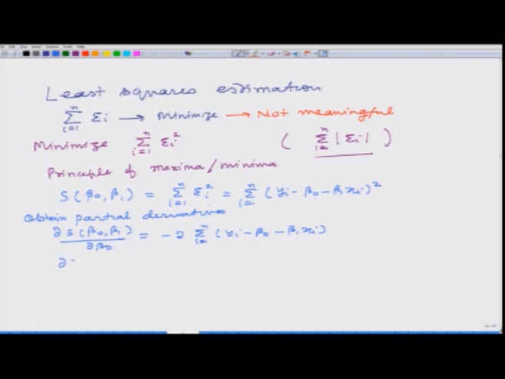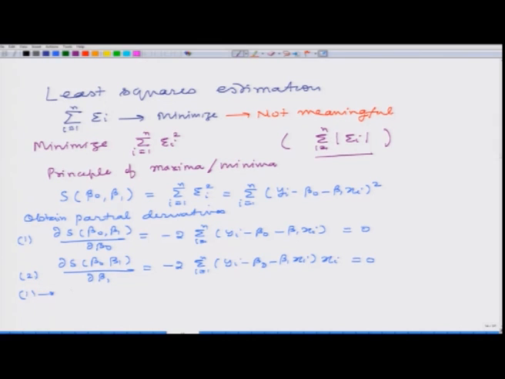and next I partially differentiate this S with respect to beta 1, and this turns out to be summation i goes from 1 to n of y i minus beta 0 minus beta 1 x i times x i. Okay. And now I put them equal to 0, and I need to solve it. So, let me call these equation number 1 and equation number 2.